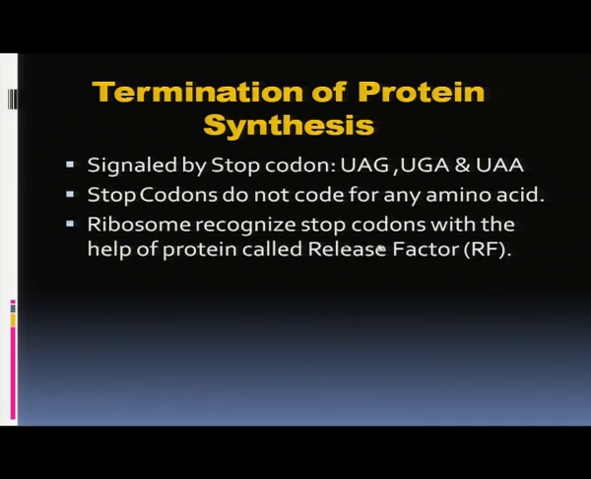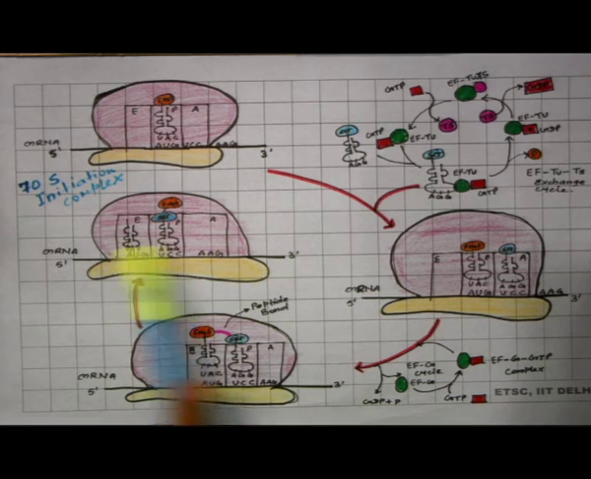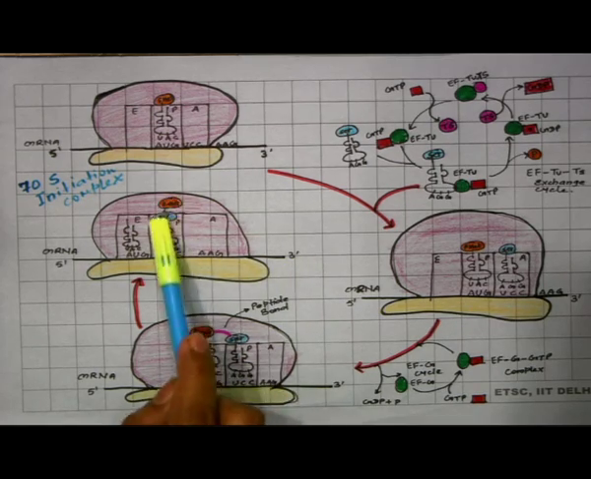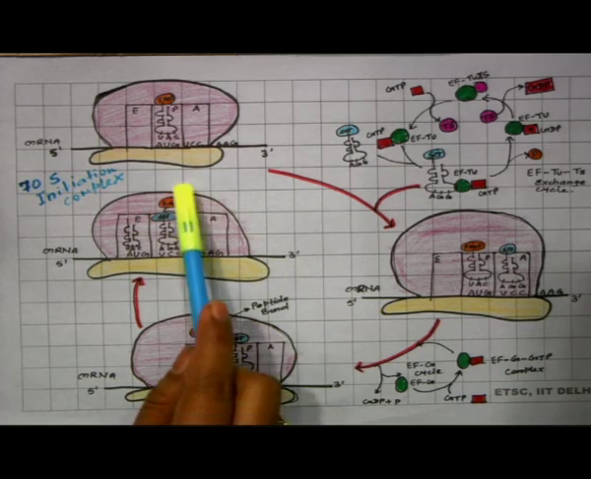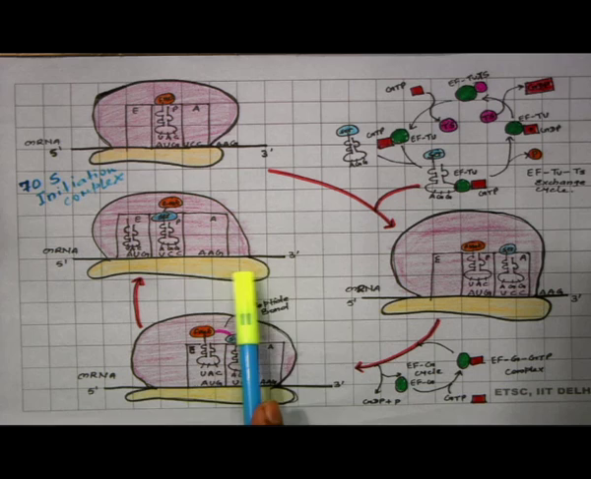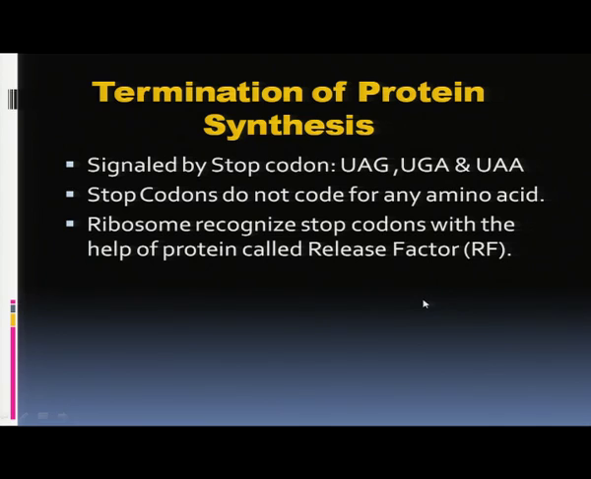The ribosome recognizes the stop codon with the help of a protein called release factor. When this ribosome moves ahead and ahead towards the 3 prime end, the chain of amino acids will be elongated. When the ribosome reaches any of these stop codons, the stop codon will help in the binding of release factor to the A site.